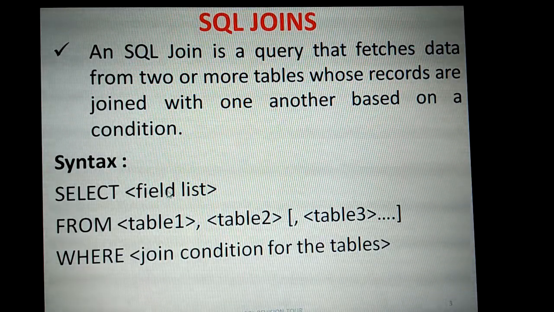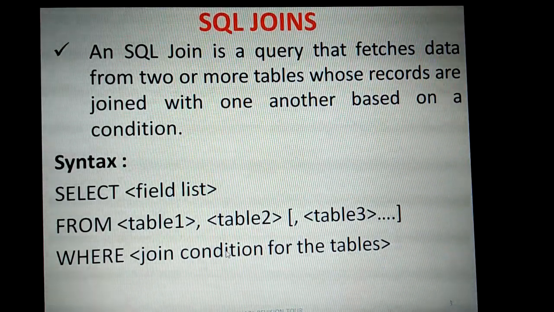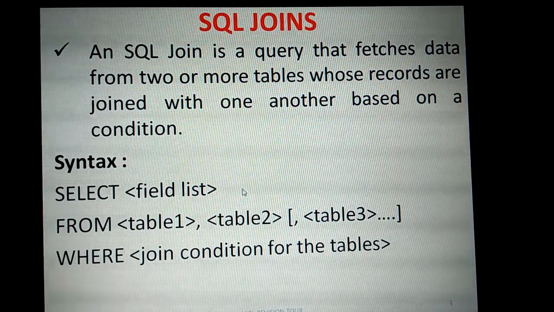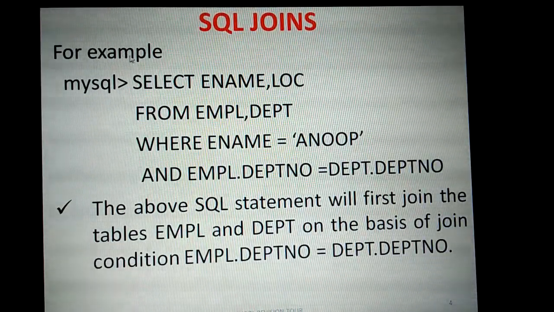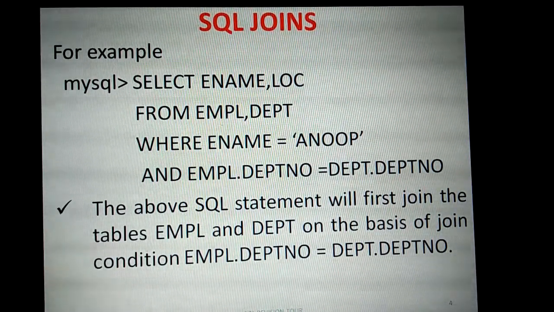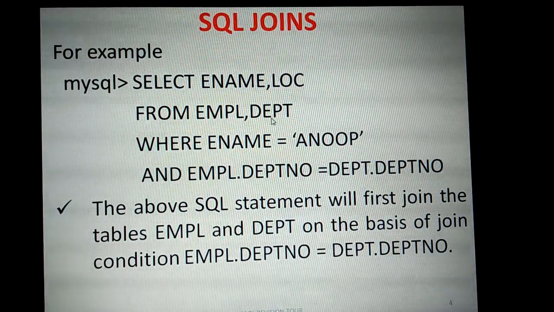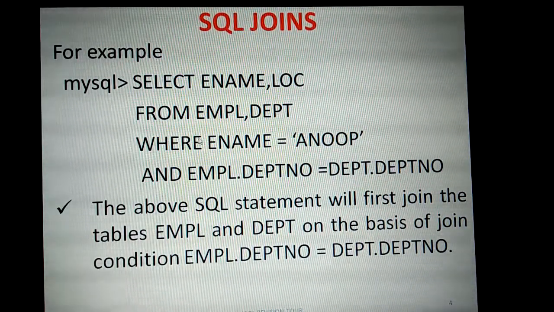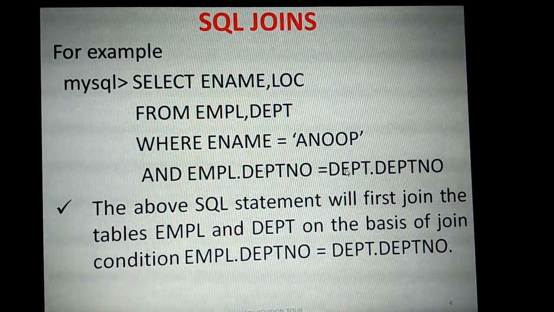So like that we can give the field list here, followed by where join condition for the tables. We need to give the condition for retrieving the field values from one or more tables. We can retrieve with the help of this where clause condition. Next is an example: select ename, location. Here ename is one of the fields in the EMPL table, and location is one of the field names in the DEPT table. So from these two tables we are going to retrieve only two columns, and the condition is where ename is equal to Anup and EMPL.DEPTNO is equal to DEPT.DEPTNO.